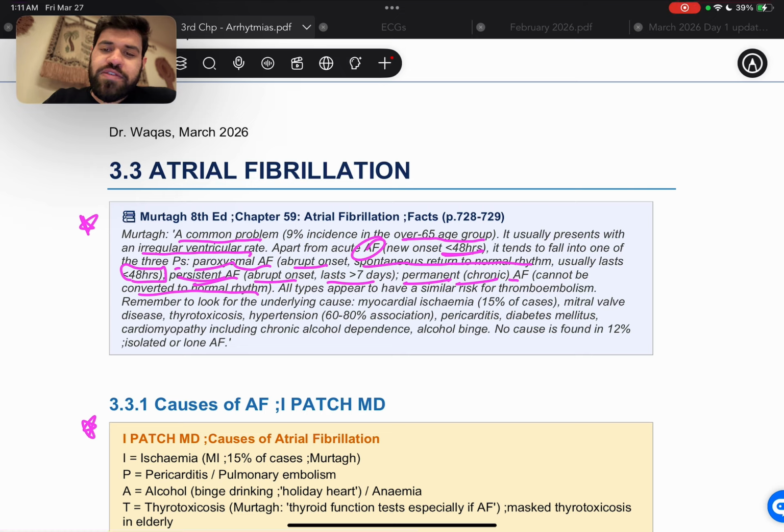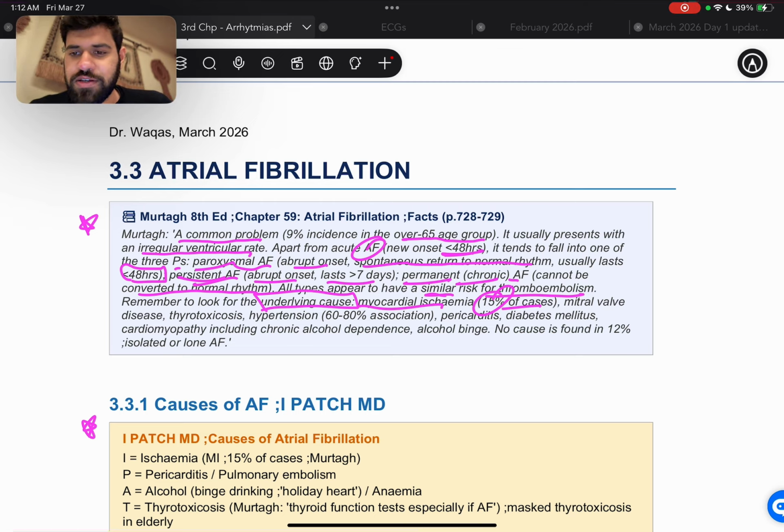So all types appear to have a similar risk of thromboembolism, and we always look for underlying causes. Myocardial ischemia accounts for 15% of cases, because if there is ischemia of the cardiac tissue, then the conduction is going to be affected. Every single time there's damage to the cardiac tissue, whether it's prolonged ischemia, MIs, trauma, placement of valves, or drugs, it is going to affect the conduction.